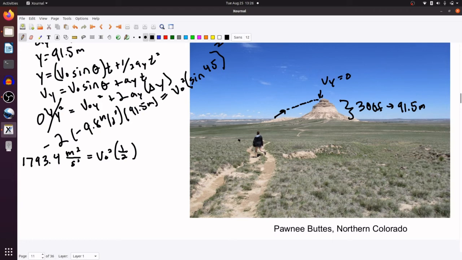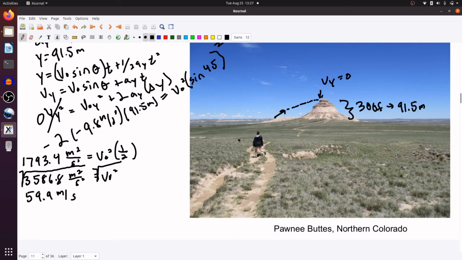Okay, so multiplying both sides by 2, I'm going to carry this out an extra step. I guess because I want to show you the units. So that gives me roughly 3586.8. And then that's meters squared per second squared is equal to V naught squared. Notice it's meters squared per second squared, and when I square root that, it's going to give me a unit of meters a second, which is the appropriate unit that I wanted all along. So I root it, and I get 59.9 meters a second. It's actually a reasonable velocity.